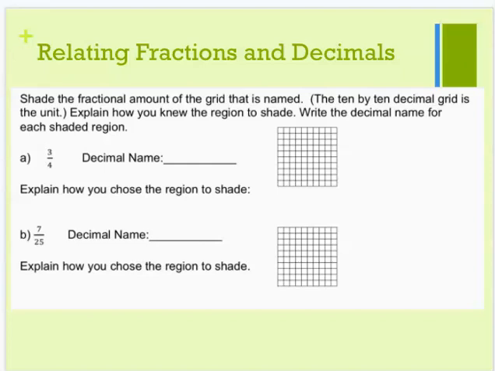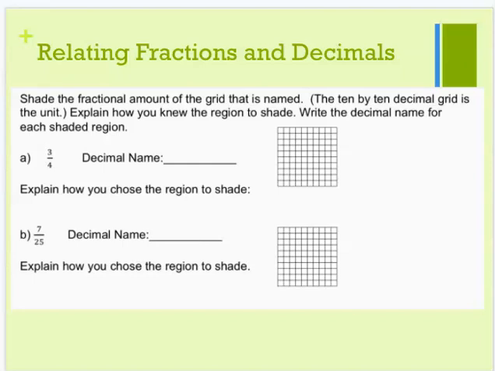You may have seen a relationship between fractions and decimals in the past. We're going to look at it from the perspective of a grid today. That grid has 100 small squares in it, and we want to shade the fractional amount of the grid that's named here. But what I really want you to think about is how you know how to shade the grid, and then write the decimal name for each shaded region.